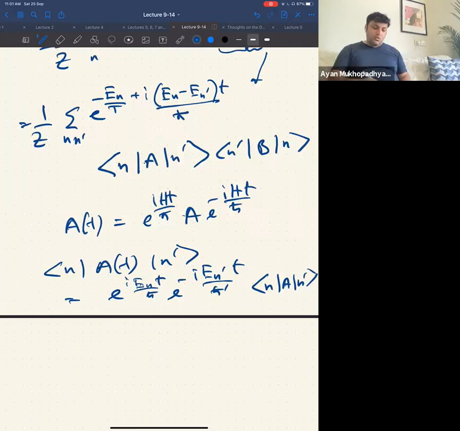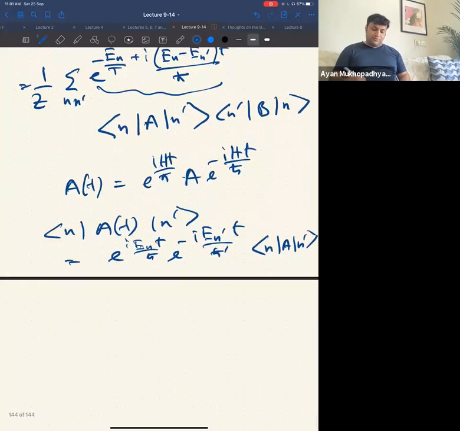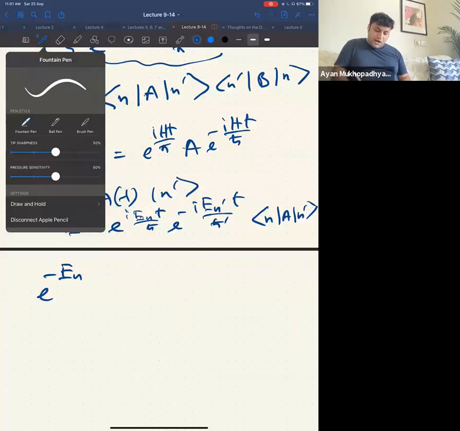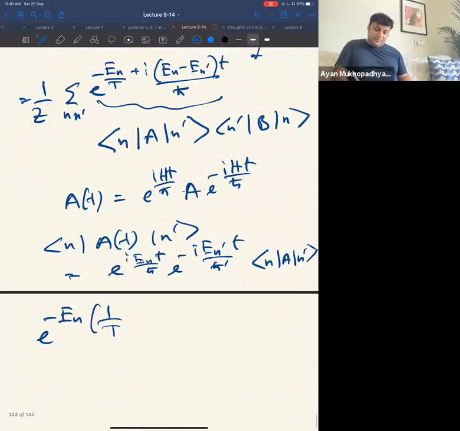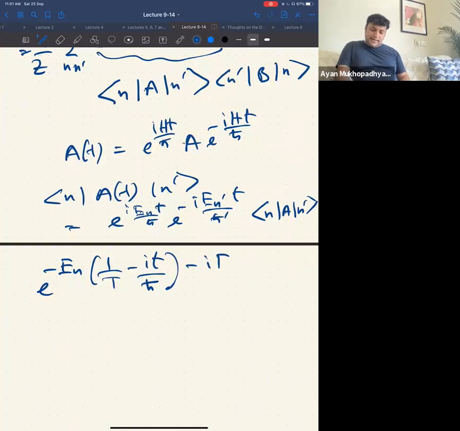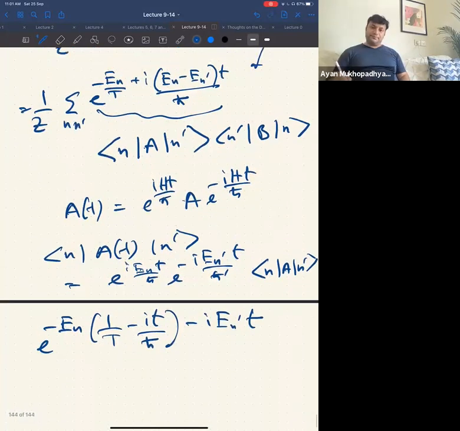So now let us see when you expect this to converge. Let us look at the exponent carefully. The exponent is simply e to the power minus E_n, and I have 1 over temperature minus i t over h bar, and minus i E_n prime t. That's exactly this exponent.